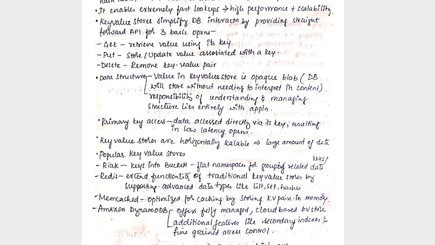The value in the key value store is an opaque blob, BLOB, that is, binary large object. Binary large object means the database can store it without needing to interpret its content. The responsibility of understanding and managing the structure depends completely on the application. Looking at primary key access, key value stores operate purely on primary keys, thereby allowing efficient direct access to the data and making changes accordingly, resulting in low latency operations.